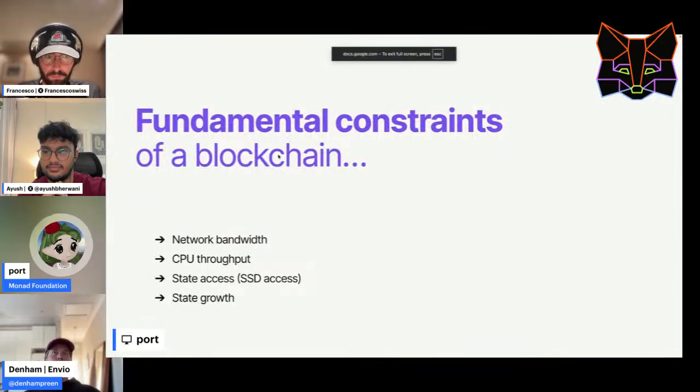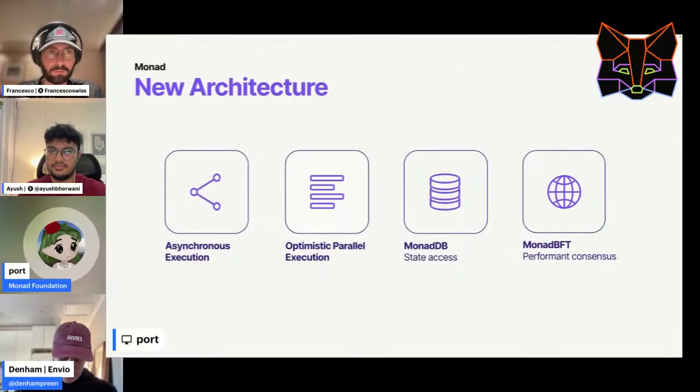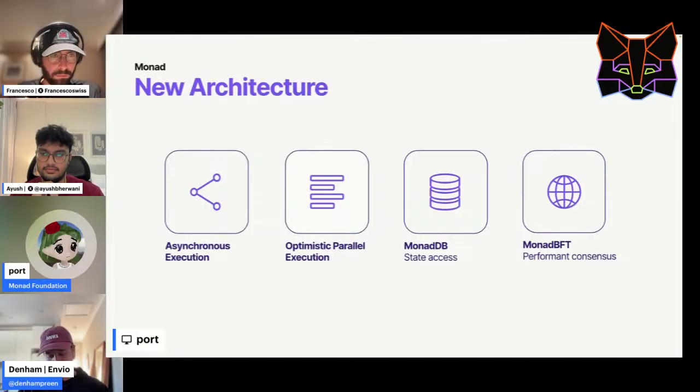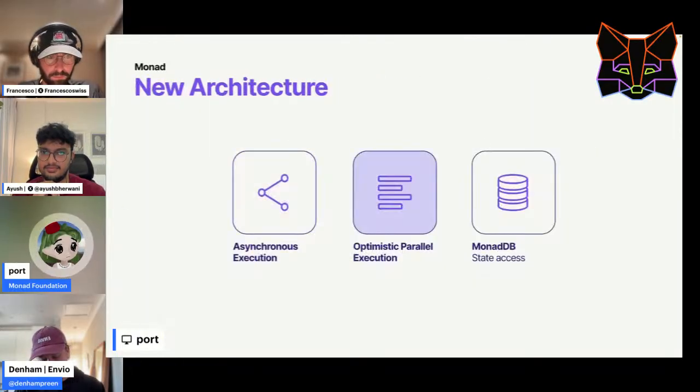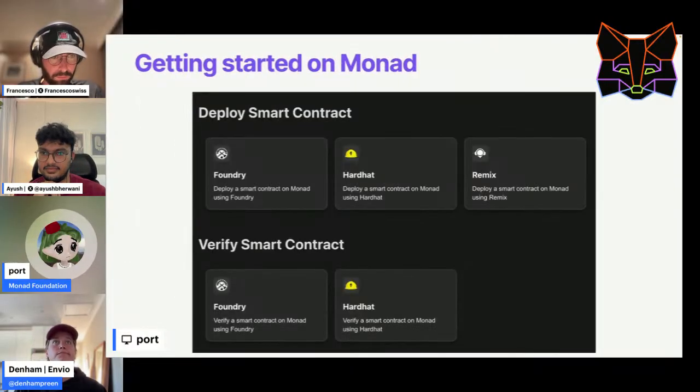Anyways, let's go. I will quickly skip those, but the main things that Monad offers are asynchronous execution, optimistic parallel execution, MonadDB, and MonadBFT. And if you want to check out, MonadBFT is now fully open source as well as the execution client. So the two main components that we have are open source. Go check them out under the Category Labs GitHub account. Let me move on really quick because I think I might be running out of time.